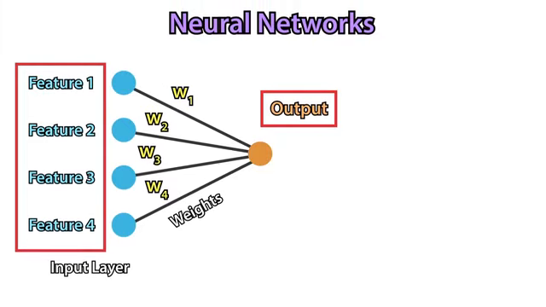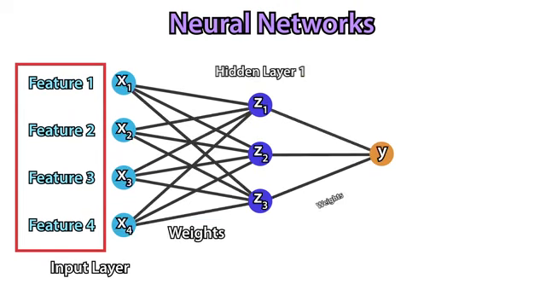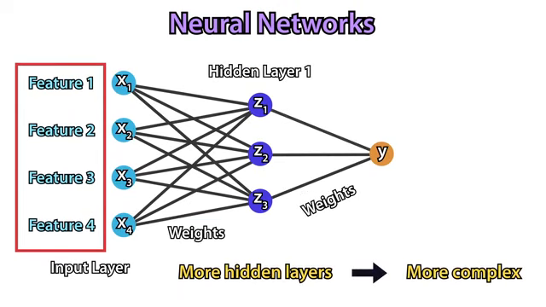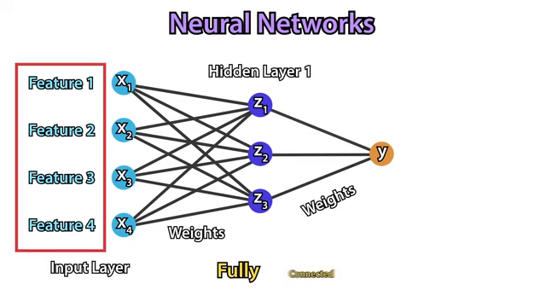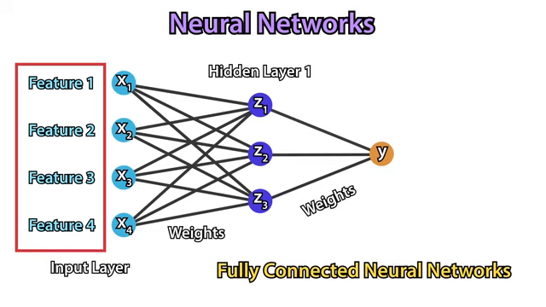In contrast to logistic regression, neural networks can also have hidden layers. These are intermediate layers between the input and output layers that control the model's complexity. Such architectures are called fully connected neural networks, as each node is connected to all nodes in the next layer. These are the simplest neural network architectures.